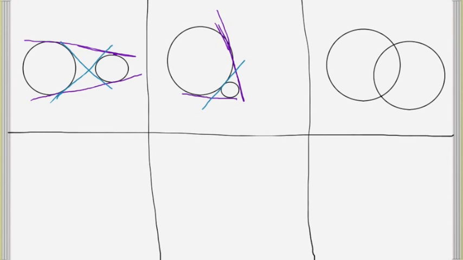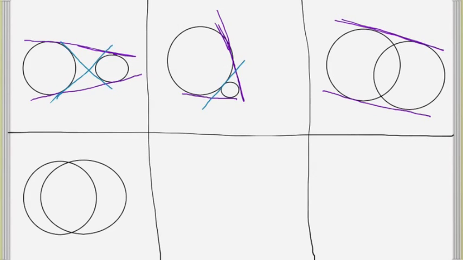How many externals can I draw? Two. How many internals? Zero. I can't be tangent to both of those and cross through the center line without going into the circles. And tangents can't go into the circles. How many externals? Two. How many internals? Zero.